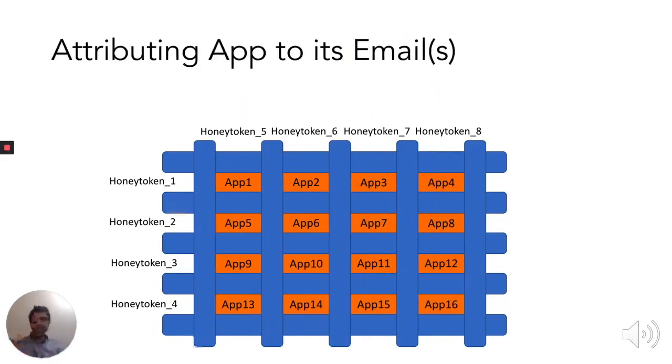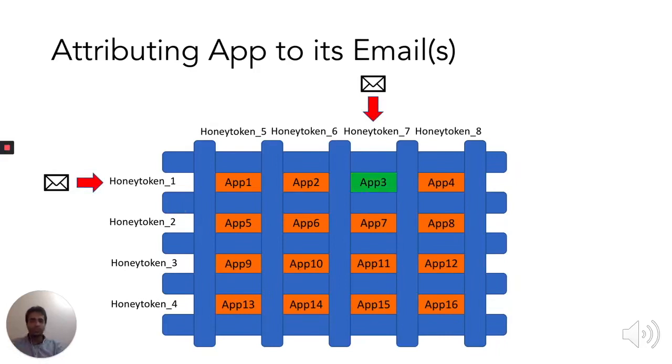Now, intuitively, if an app sends an email to all its users, then we should receive email on both honey tokens shared with the app. That is, one in the corresponding row and the other in the corresponding column. Now, let's say the email accounts of honey token 1 and honey token 7 receive an email from the same sender. Then we attribute both these emails to app 3.